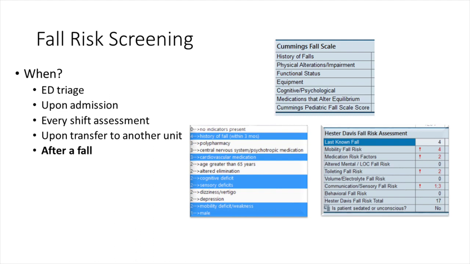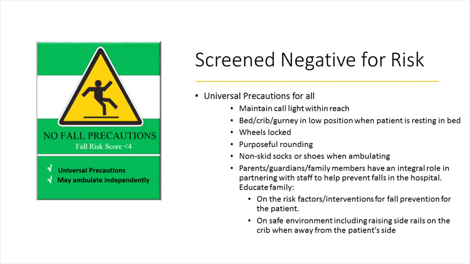As a task force, we added a third risk category to our policy, which we will review in the next few slides. If your patient does not screen in as a fall risk, maintain universal precautions to keep your patient safe. This includes creating a safe, unobstructed environment with the call light and personal items within reach, appropriate education for fall prevention, non-skid socks, all beds in low position with wheels locked, and purposeful rounding.